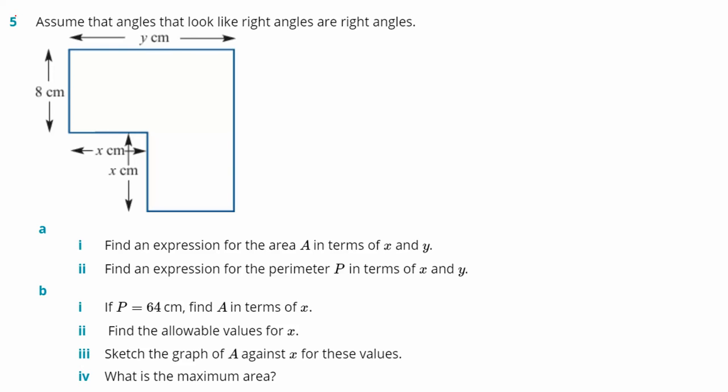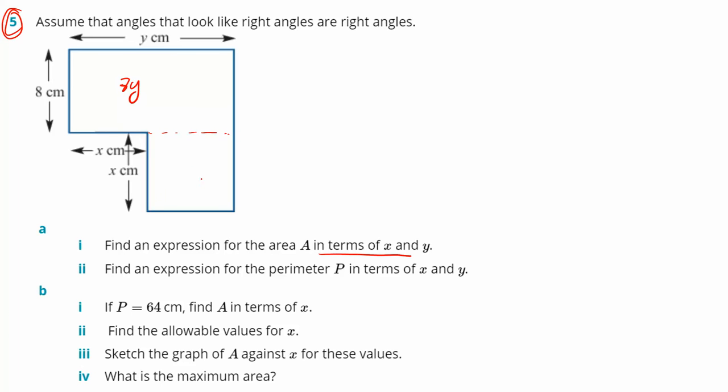For Year 11, Exercise 5H, Question 5. Okay, so we want to find an expression for the area in terms of x and y. If I break this shape into two rectangles, the area of the first rectangle will be length times width, which is 8y.